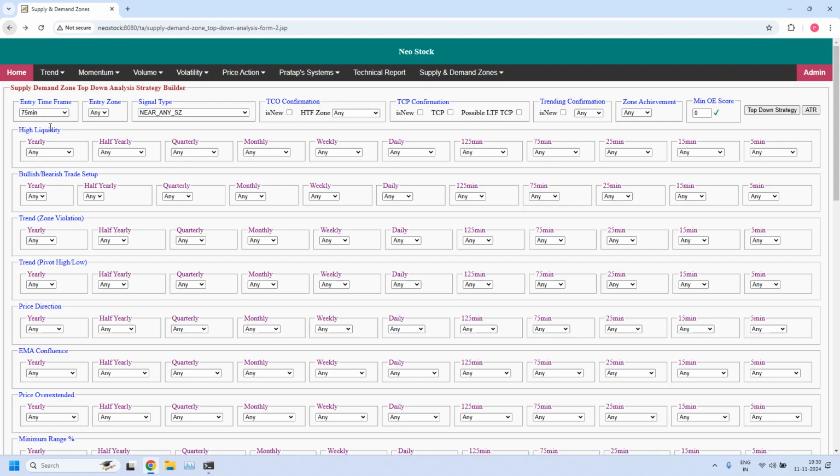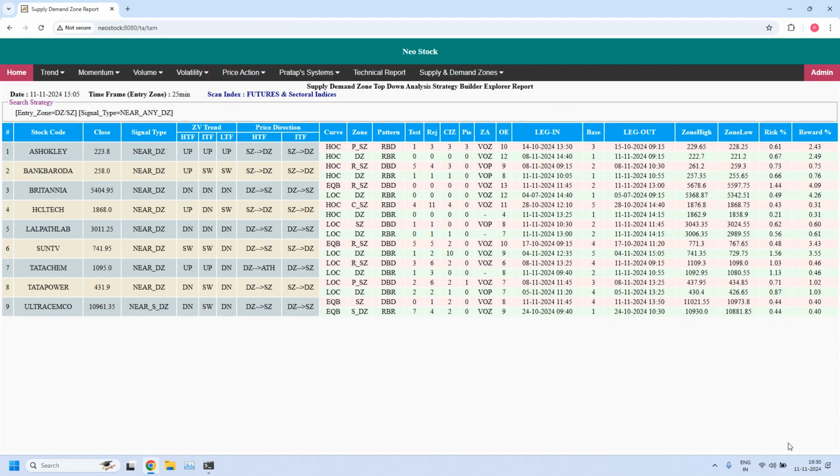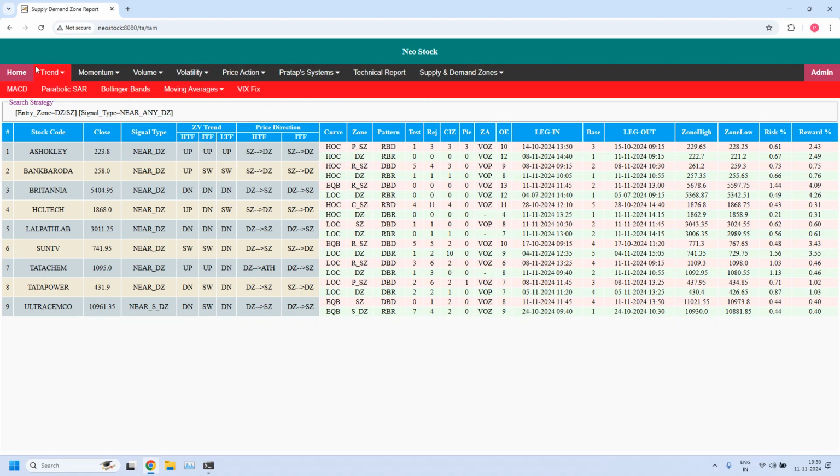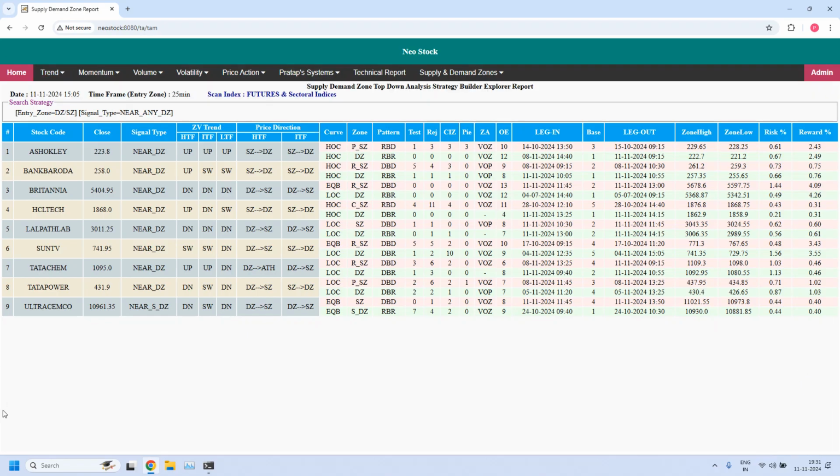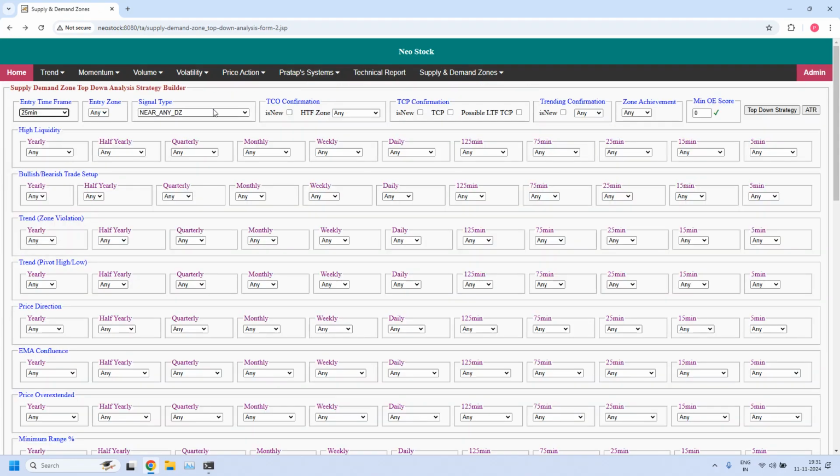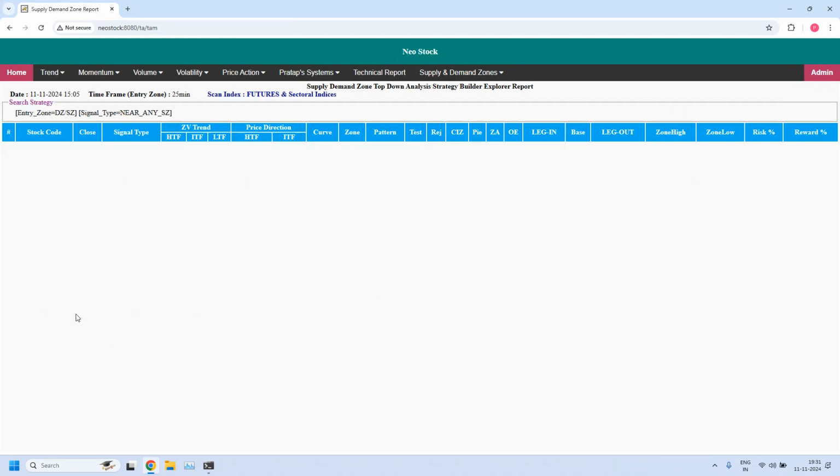Next time frame is 25 minutes. Let's find the stocks near 25 minutes demand zone. 9 stocks are filtered. Next, for 25 minutes time frame, let's find the stocks near 25 minutes supply zone. No stocks are available.